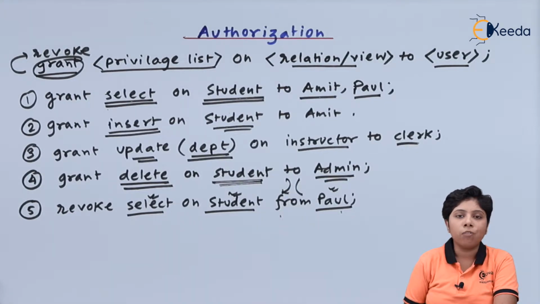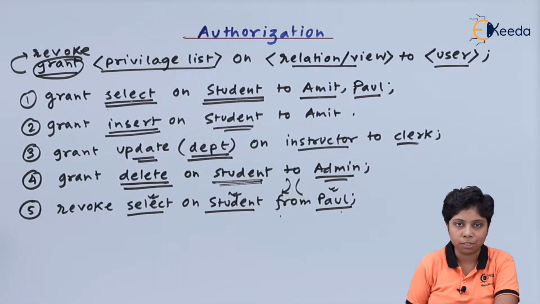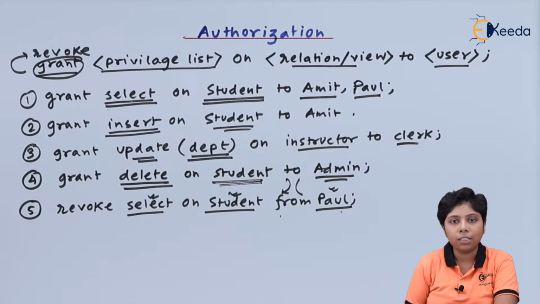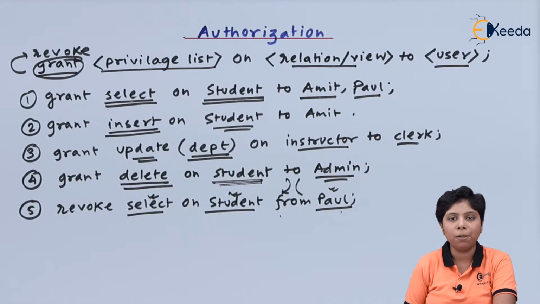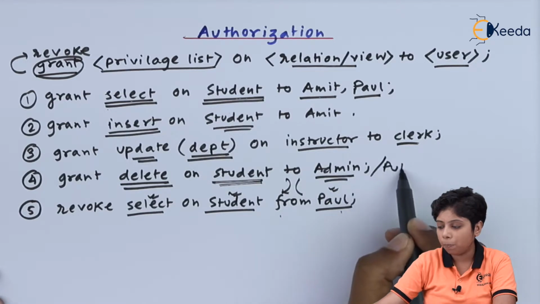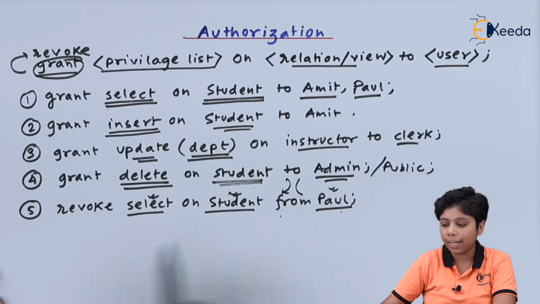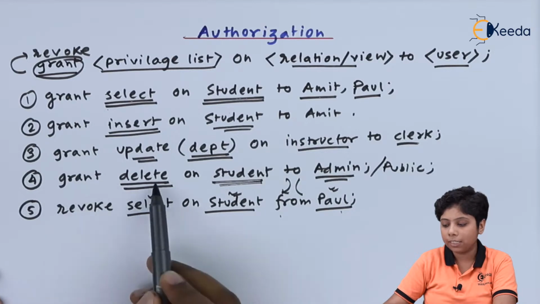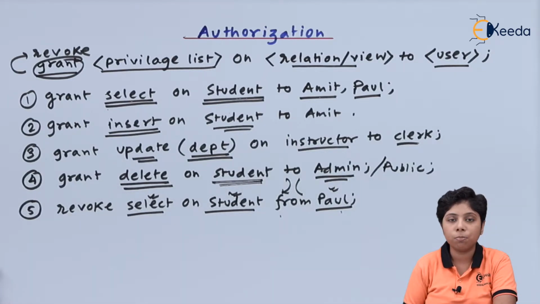Now there is always a user we can use, which is public. Public refers to all the current and future users of a system. So if I grant to public, that means we are granting that particular privilege to all the users of that system. So if the admin is changed to public, then we are actually declaring grant delete to public. So it is to be used very carefully and handled with care.